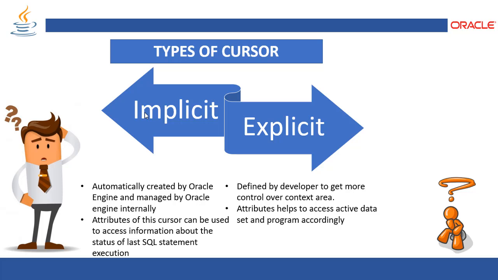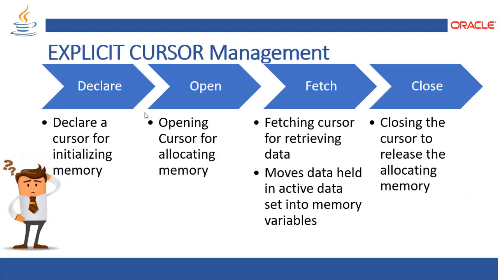An explicit cursor is something we create. A developer or programmer defines this type of cursor to get more control over the context area and access the data accordingly. There are specific attributes that help to access the active data set and program accordingly. Let's take a look at it in detail. Explicit cursor management: an explicit cursor is programmer-developed, and that is what we can create.